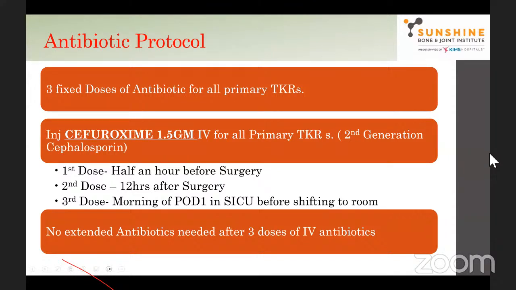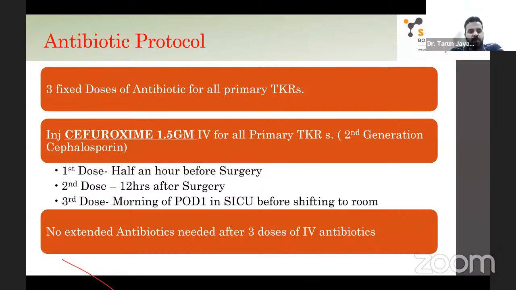It's okay, sir. So coming to the antibiotic protocol that we follow, we generally give three fixed doses of antibiotics for all primary TKRs. That is ceftriaxone 1.5 grams BD is the dose we follow. One is given at the time of surgery, just before incision. The second dose is given 12 hours after surgery, usually at night in the SICU. And the third dose is given in the morning in the SICU before shifting out.